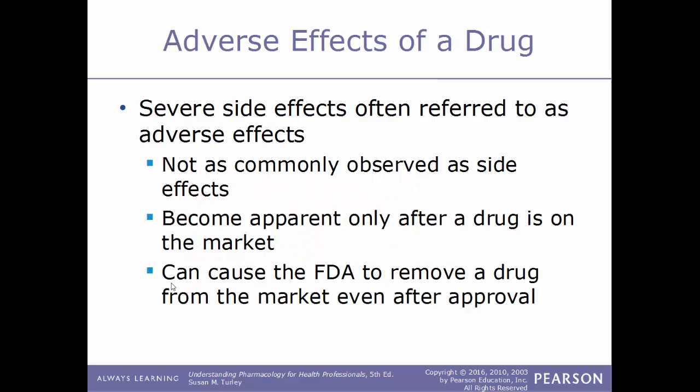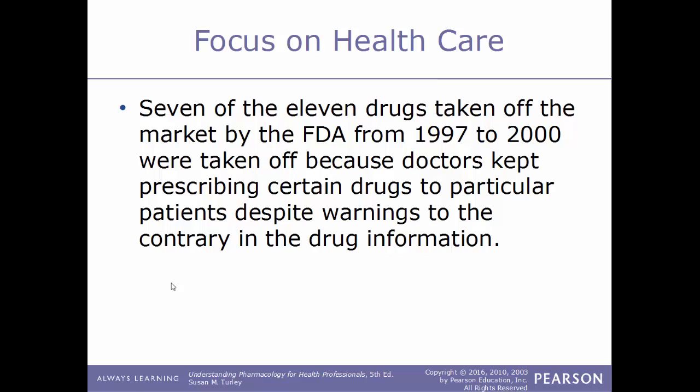Now, when side effects become severe, they'll often be referred to as adverse effects. And these are not as commonly observed as side effects, and these usually become apparent only after a drug is on the market. And these can cause the FDA to remove a drug from the market, even after it's been initially approved. For example, 7 of the 11 drugs taken off the market by the FDA from 1997 to the year 2000 were taken off because doctors kept prescribing certain drugs to particular patients, despite the warnings to the contrary in the drug information. So the information was out there to not prescribe it to a certain group of patients, but doctors were still prescribing it to them anyway.